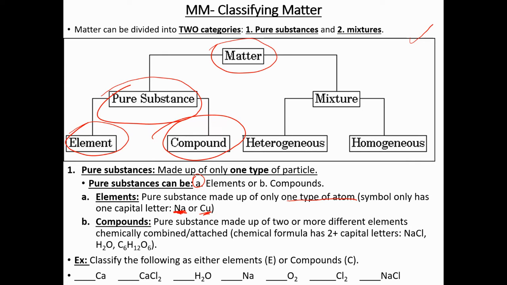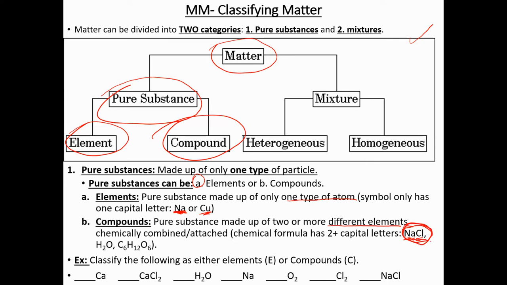Whereas compounds, they are still pure substances, but they're made up of two or more different elements chemically combined. So they have to be chemically combined together. And you would know that if I gave you a formula because you'd have two uppercase letters or more. So NaCl is a compound. NaCl. And students often get confused. They say, well, how is that pure? There's two elements in there. It's true, but they are two elements that are chemically combined together.